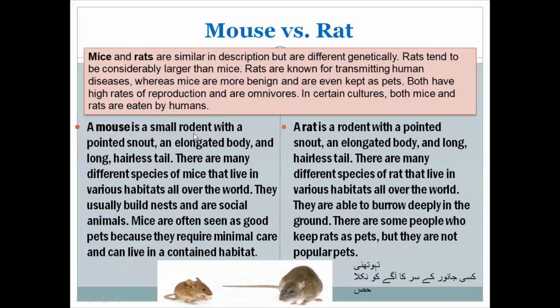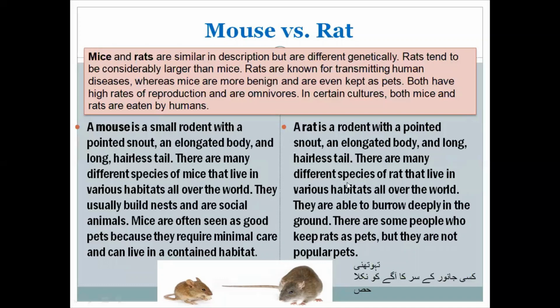A mouse is a small rodent with pointed snout and elongated body and a long hairless tail. जो mouse होता है, so it has a long tail, यानी कि पूंछ उसकी बहुत बड़ी होती है. It is a long tail and it is hairy and it is bigger in size than the mice. While rat is a rodent with a pointed snout, an elongated body and a long hairless tail. So it has also tail, but it is hairless.